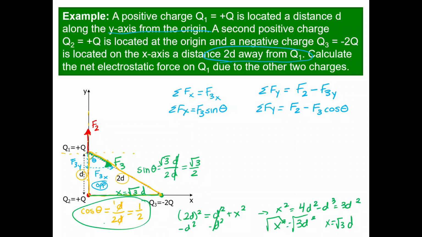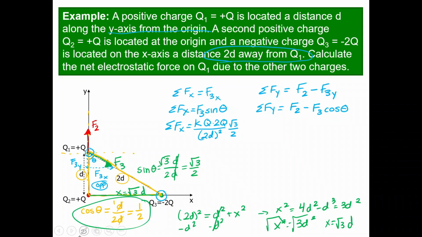So coming up here to my force calculations in the x direction, my net force in the x direction is going to be F3. So this is going to be Coulomb's law, so that's going to be k. And F3 is between my negative 2q charge and my positive q charge. So that's going to be q times 2q. Remember, I don't need to include the negative. And then that will be over the distance between them squared. So that's going to be r squared, so that's going to be (2d) squared. And then times sine theta, which is the square root of 3 over 2.